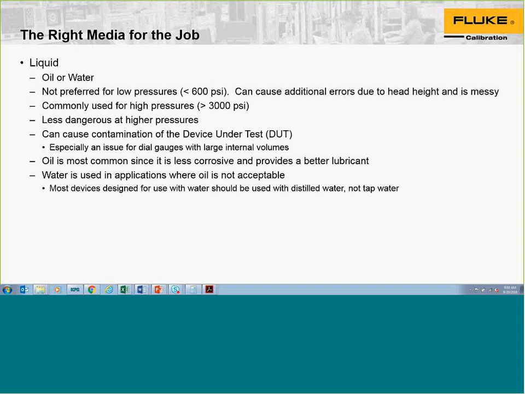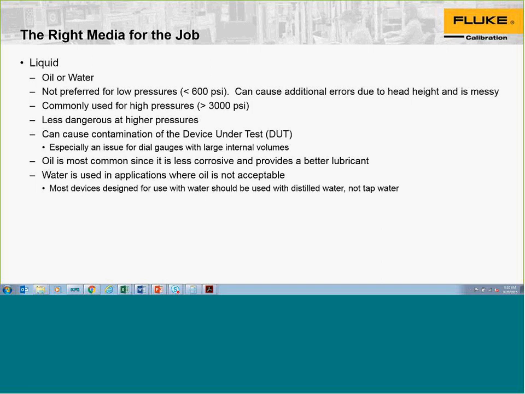Between medias, you have the choice often between oil or water. How do I choose one or the other? Well, oil is most common. Water may be corrosive. Water obviously is essential to life, but it also can cause damage on different parts depending upon what materials they're made out of. Oil provides a better lubricant. This is especially key when working with something like a deadweight tester, where lubrication between the piston and cylinder is very useful. Water can be used in applications where oil is not acceptable, if it's hydrocarbon free.